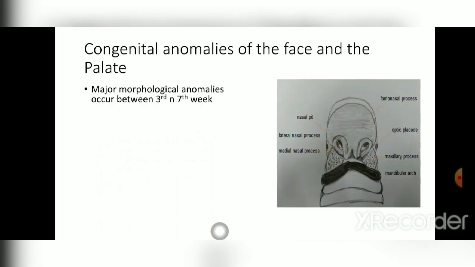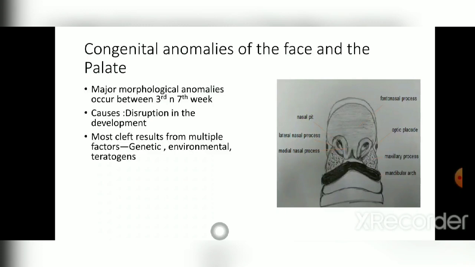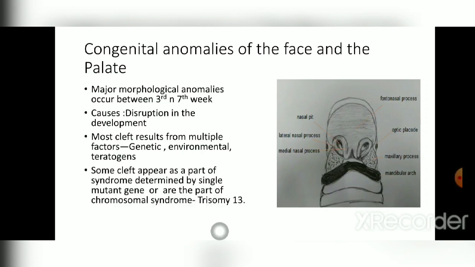Major morphological anomalies occur between the 3rd and 7th week of intrauterine life, during which the face and the palate also develop. Anomalies are due to disruption in the process of formation. Disruption is due to various factors like genetic, environmental and teratogen. Some clefts appear as a part of a syndrome determined by a single mutant gene or are part of a chromosomal syndrome, trisomy 13, also known as Down syndrome.